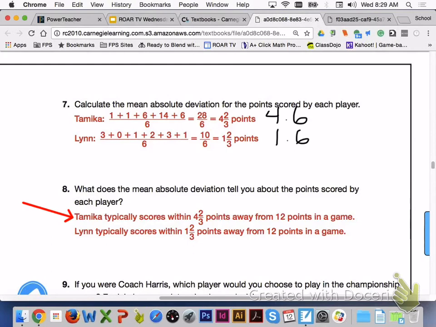For number 8 then, what that means is that Tamika typically scores within 4.6 points away from 12 points in a game. And that means that Lynn typically scores within 1.6 points away from 12 points in a game.